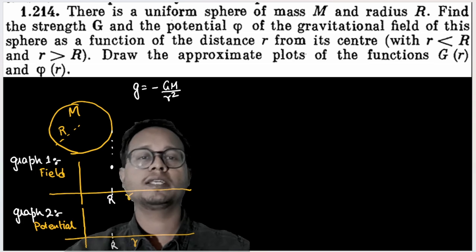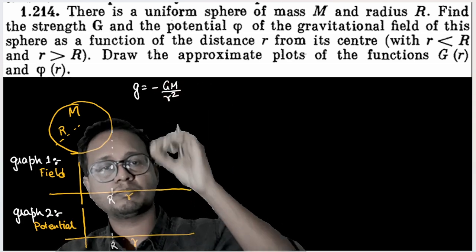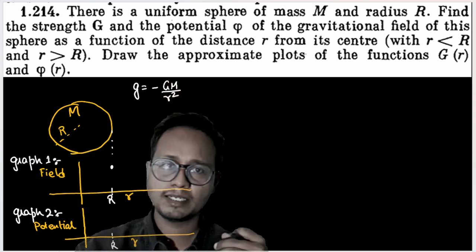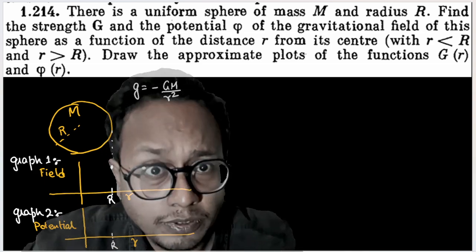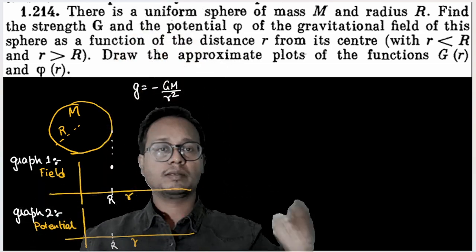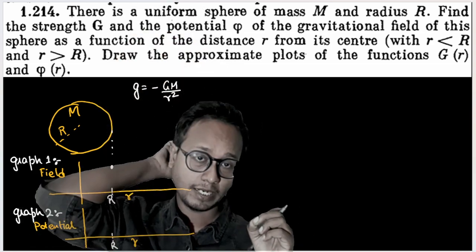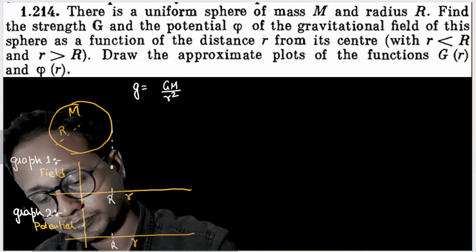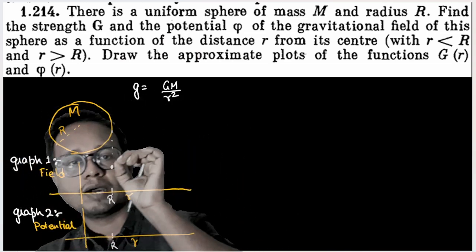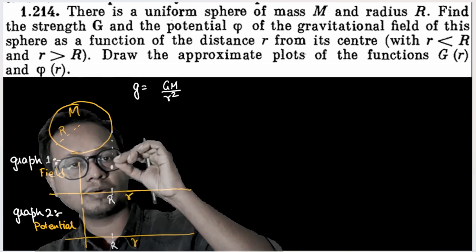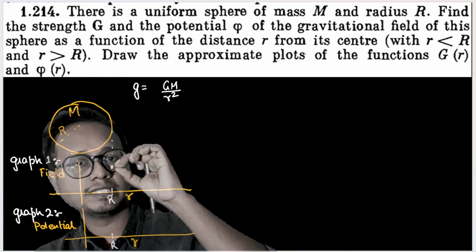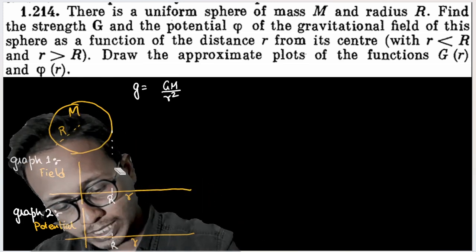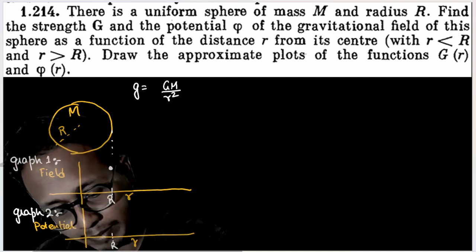One more thing, you might say, sir, it is written as minus, but you are showing it in the positive y-axis. Why is that? Out here, I'm just considering the magnitude, not the sign of the vectors. Only the magnitude is considered. So out here, it is GM by R square at the surface. So the field at the surface is nothing but GM by capital R square.